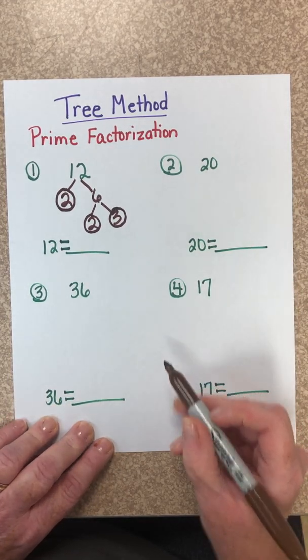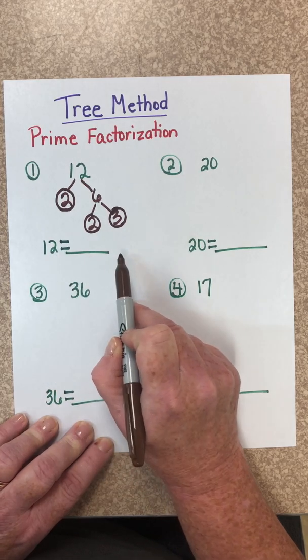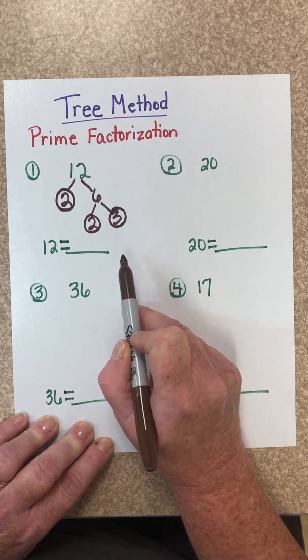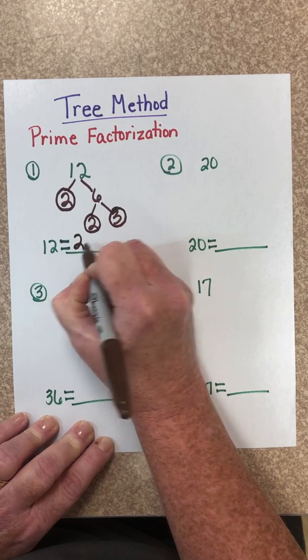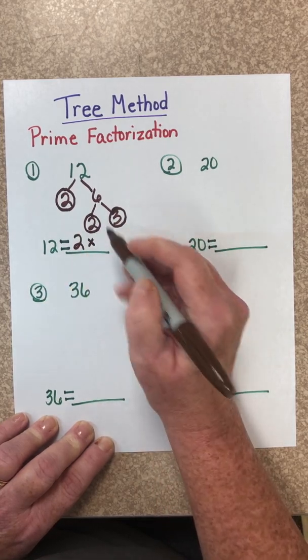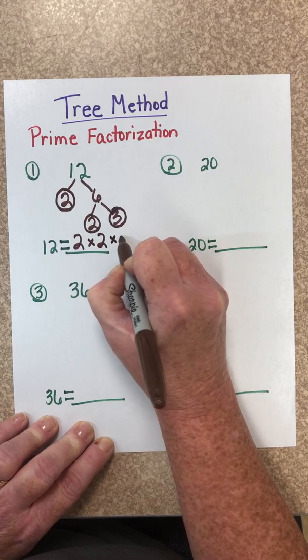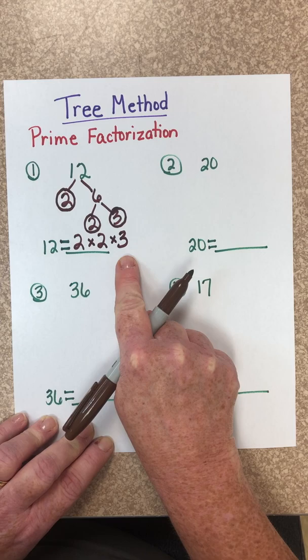Now let's write the answer. 12 equals, and now we're going to list these prime factors in order from least to greatest. So I have a 2 times a second 2 times 3. And that is my prime factorization.